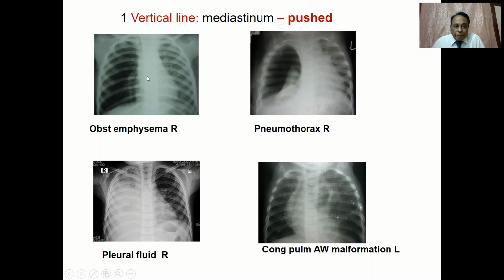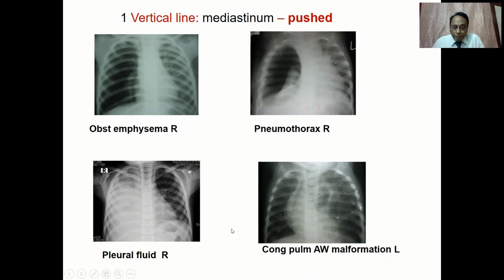First is the obstructive emphysema, the second is the pneumothorax, and the third one is the pleural fluid on the right side. The fourth one is the congenital, probably pulmonary airway malformation on the left side, pushing the mediastinum to the right. Here the pathology is on the right side, pushing the mediastinum to the left. Here also the pathology, that is pneumothorax on the right side, pushing the mediastinum to the left. And here the pleural fluid on the right side pushing the mediastinum.